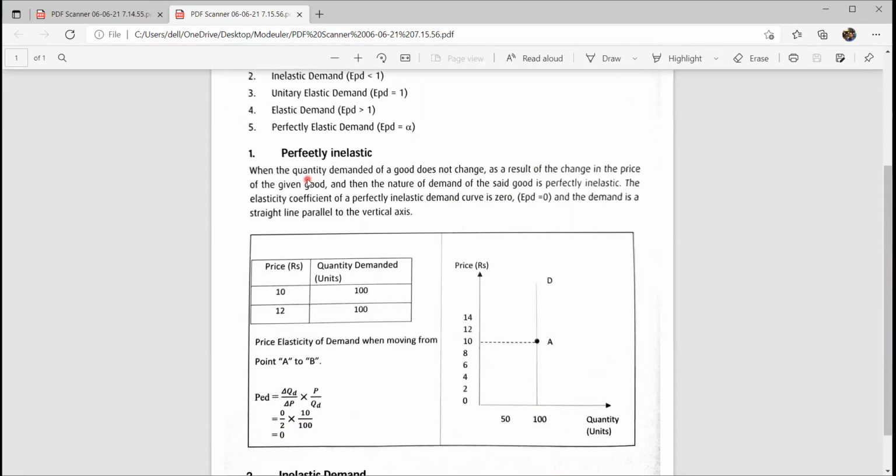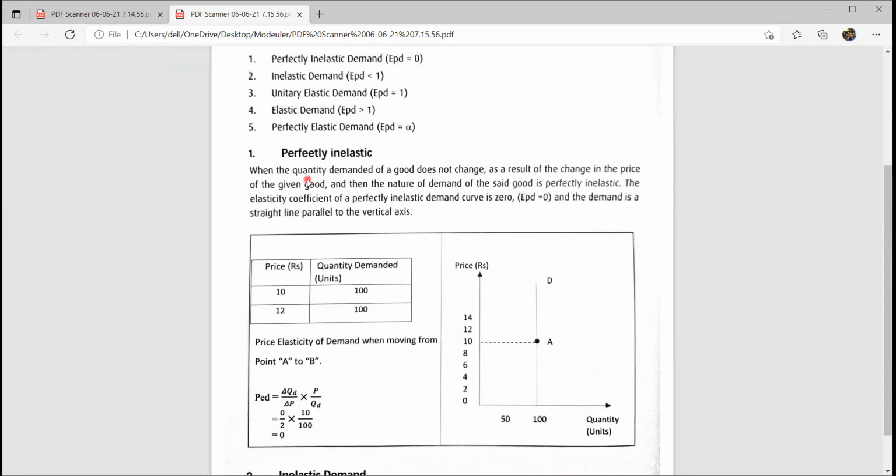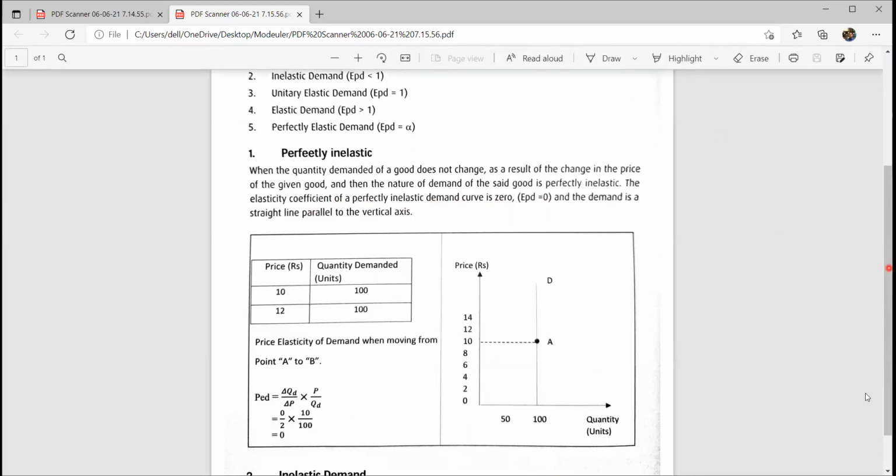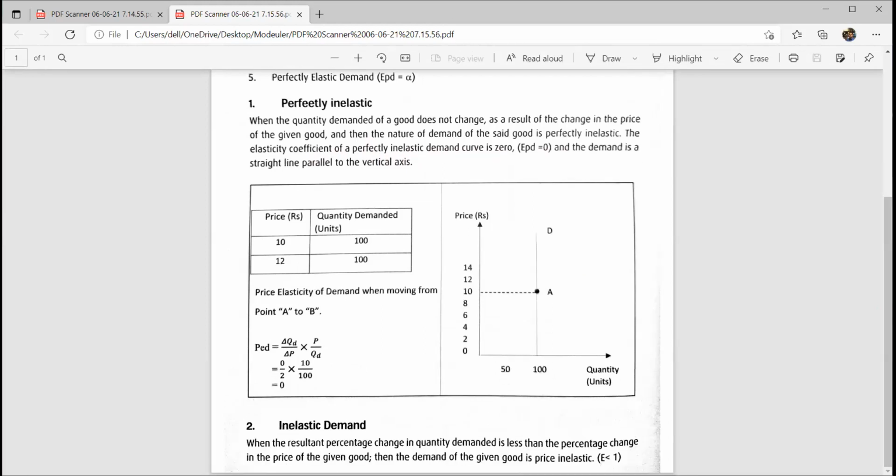It says there, when the quantity demanded of a good does not change as the price of a given good changes, then the nature of the demand of the said good is perfectly inelastic. The elasticity coefficient, the value of perfectly inelastic demand, is zero, and the demand curve is a straight line parallel to the vertical axis. Right. The next one, inelastic.